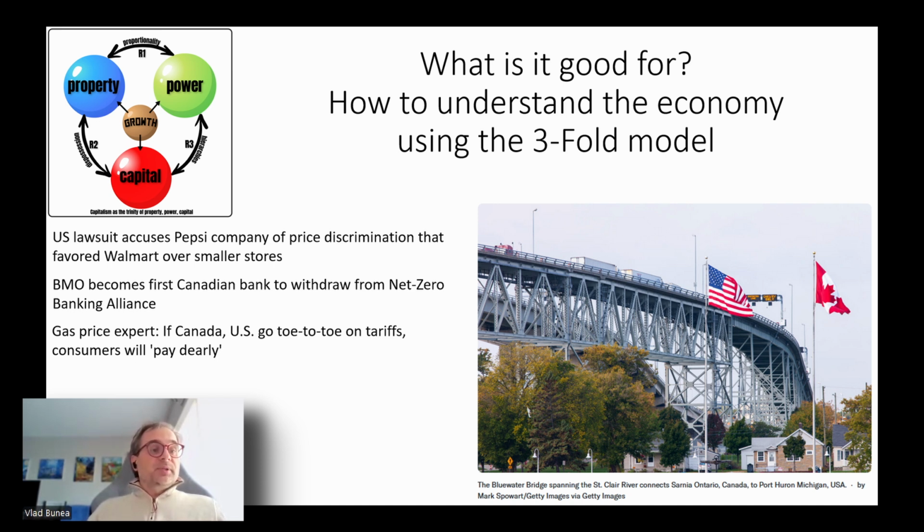Gas price expert: if Canada or US go toe-to-toe on tariffs, consumers will pay dearly. Tariffs are used to protect the status quo and the hegemony of the system. So governments usually react, and I would say all the time, to protect this model. So when you see tariffs, it's governments protecting the hegemony of the system. It's protecting this model with all these doctrines. And if they think tariffs protect the system, they will do tariffs.